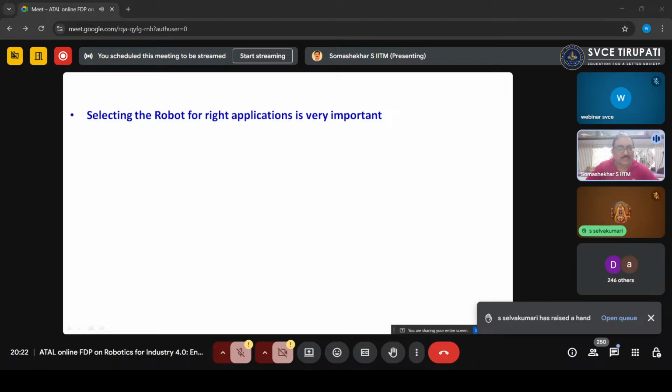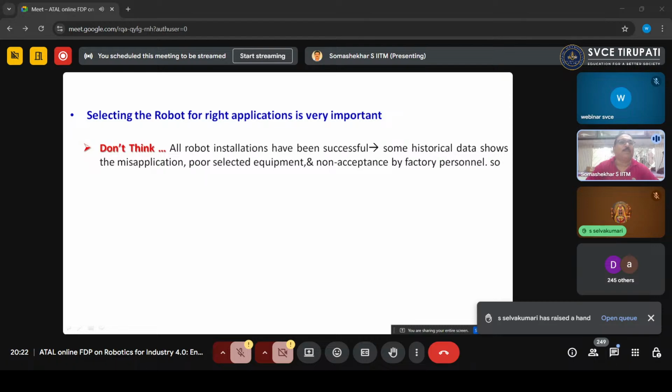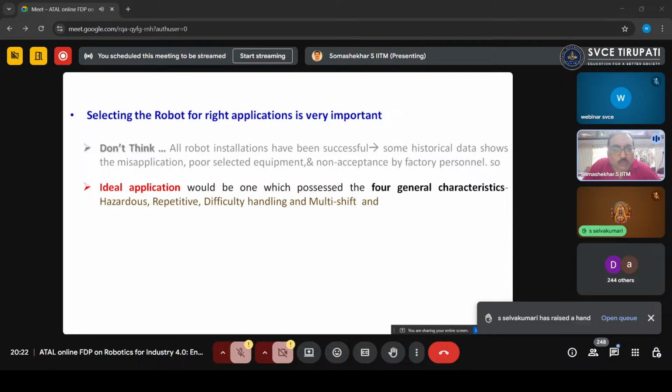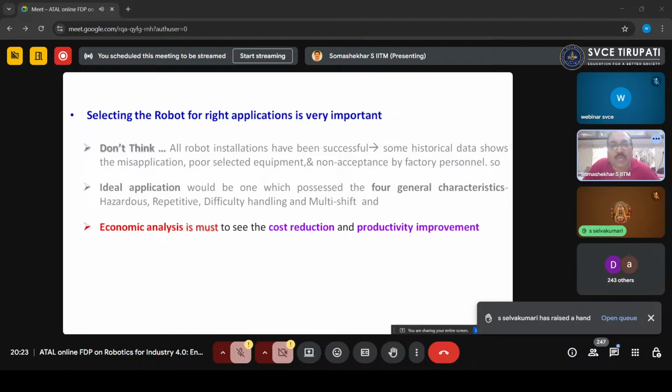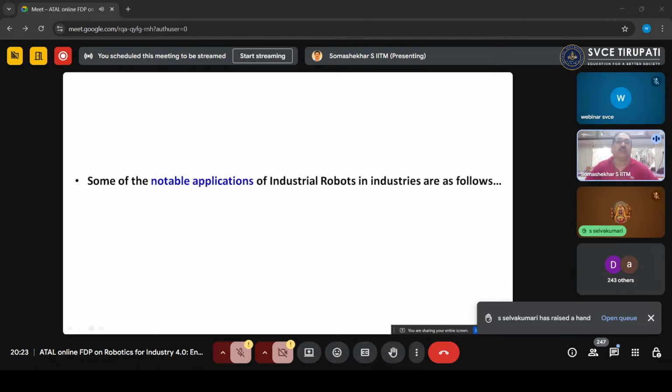Also, remember that selecting the robot for the right application is very important. Don't think all robot installations have been successful. Some historical data shows there were misapplication, poorly selected equipment, and non-acceptance by factory personnel. So what to do, friends? An ideal application should possess the 4 general characteristics: hazardous environment, repetitive task, difficult handling of work parts, multi-shift operation, along with economic analysis, which is a must to see the cost reduction and productive improvement in the longer range.